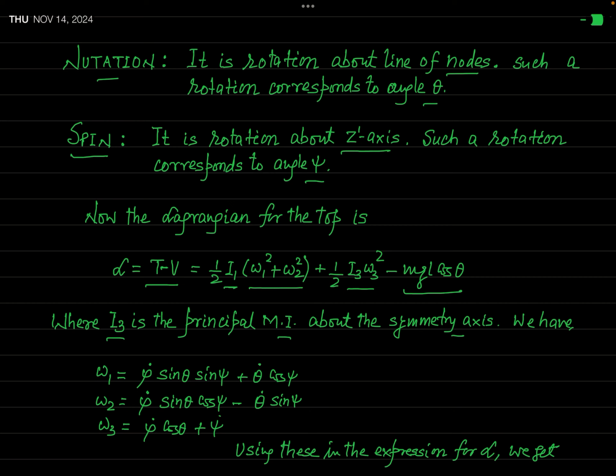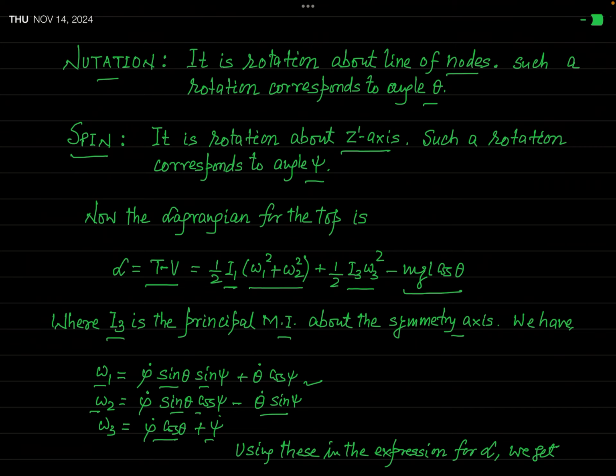You can remember that we have obtained omega 1 is given as phi dot sine theta sine psi plus theta dot cos psi. Are you getting the things? Definitely you should get. Omega 2, this is phi dot sine theta cos psi minus theta dot sine psi. And omega 3, this is phi dot cos theta plus psi dot.